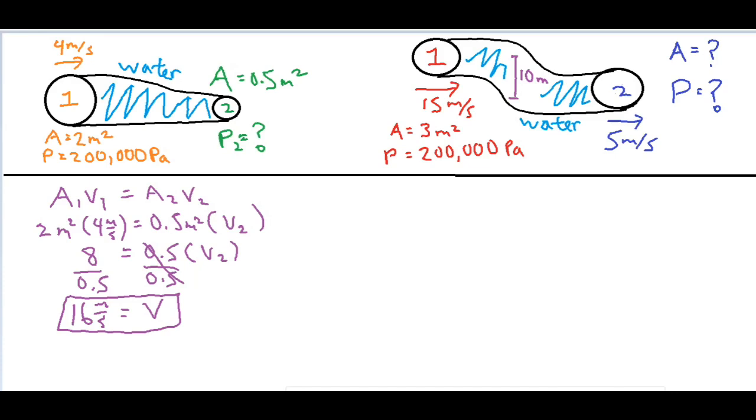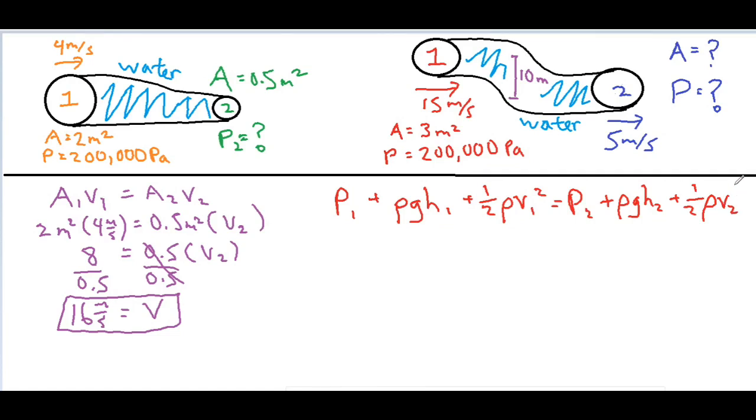Now, when I use Bernoulli's equation, we are taking a look at P1 plus rho g h1 plus 1/2 rho v1 squared equal to P2 plus rho g h2 plus 1/2 rho v2 squared, which is combining all the static and dynamic pressure from point 1 and then setting that equal to the static and dynamic pressure of point 2.